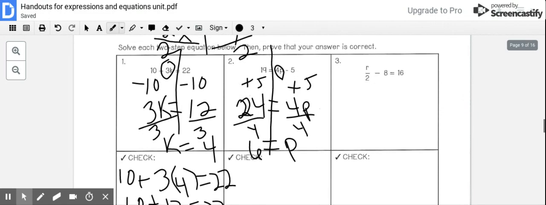So if you want to check it, you're going to put the 6 back in here. So you have 4 times 6 is 24. And then -5 is 19. So it does check out.